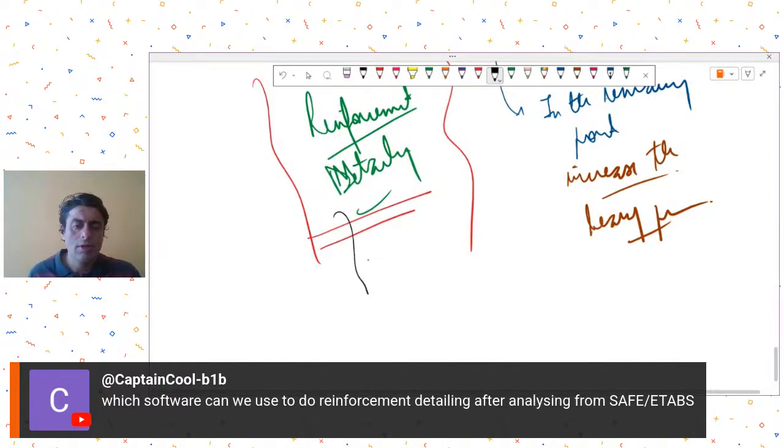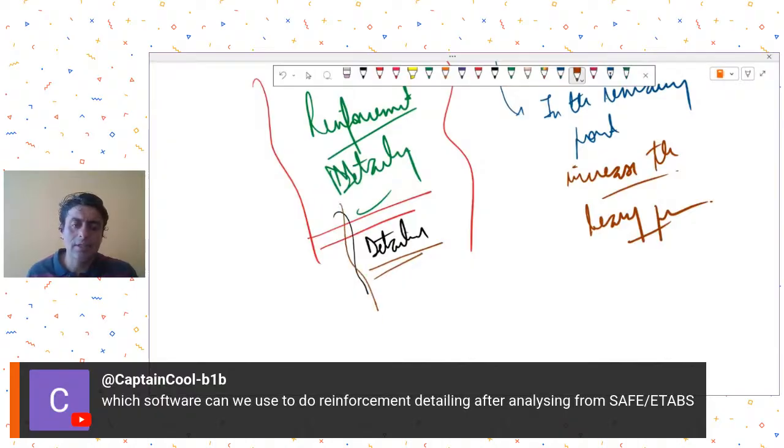If not, then you can use the detailers available in ETABS and SAFE. There is a CSI detailer available. There is a detailing module, in fact, in ETABS and SAFE. I have tried it briefly, but it's not very effective. There are not too many options that you have.